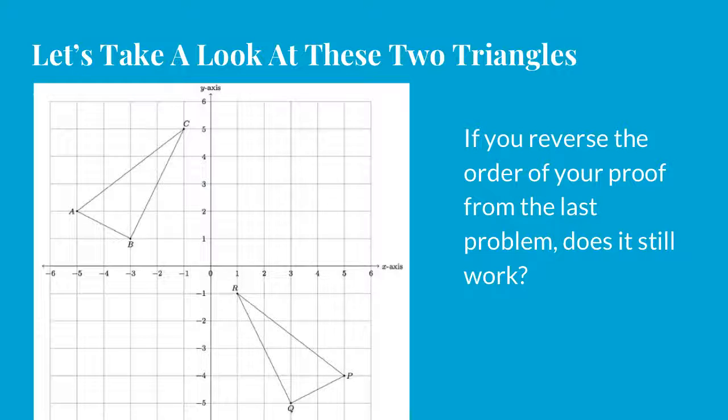So you have your steps that you took in the last problem. I'm wondering, if you reverse the order, does it still work? So for example, for me, if I reflected over the y-axis and then 6 down, would it still work if I went 6 up and then reflected? So reverse your order and test it and see if it still works.